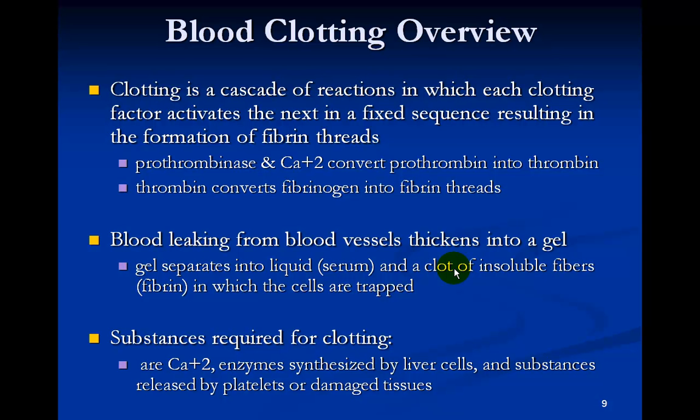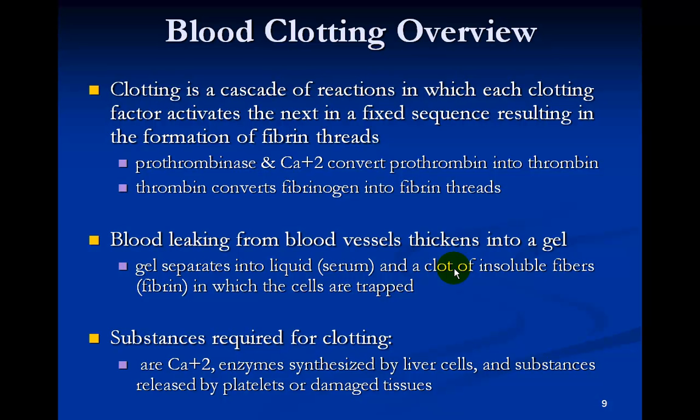Well, clotting is a cascade of reactions which have to happen in sequence. It seems that one clotting factor activates the next in a fixed sequence that results in the formation of fibrin threads that hold the platelet plug in place. The deal here is that we want to form prothrombinase first. And prothrombinase and calcium 2 ions convert prothrombin into thrombin. Thrombin converts the fibrinogen into fibrin threads. And we're going to see that step-by-step process in a minute.